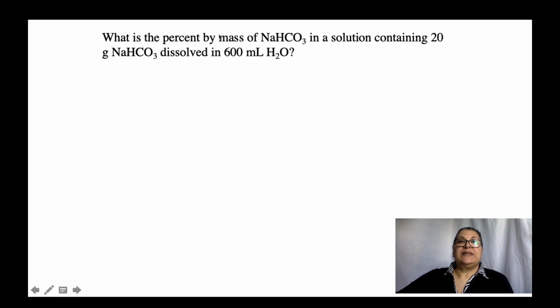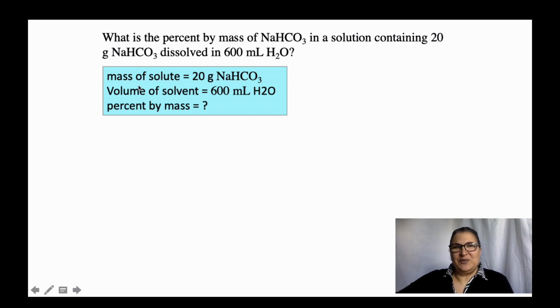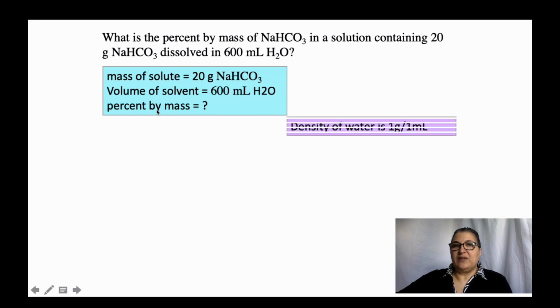Another example: what is the percent by mass of sodium hydrogen carbonate in a solution containing 20 grams of the solute dissolved in 600 milliliters of water? First we put down what we have. The solute is 20 grams. The solvent is 600 milliliters. What's the percent? Of course, to find the percent, we have to convert 600 milliliters to grams, and the density of water becomes very useful.